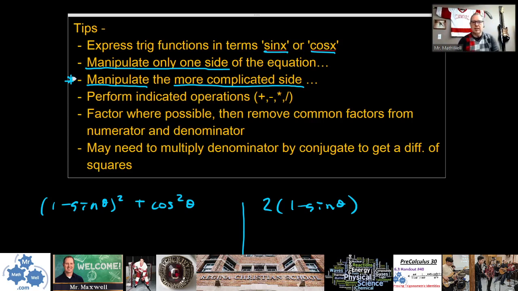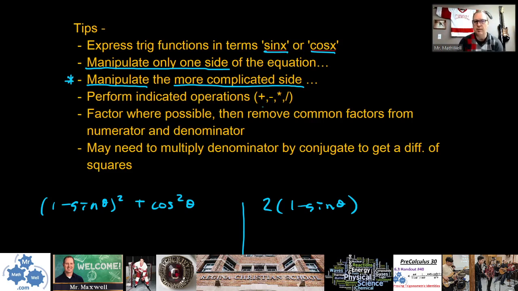Okay, perform indicated operations. That's always a good one. If you don't know what to do and you can add or subtract or multiply, you can expand or factor or whatever. Add or subtract is the big one. If you can add or subtract, a good idea to do that one, okay? To get a common denominator, add, so you have more division possibilities, more canceling out of factors. That's a good way to simplify. Factor when possible, okay? So indicated operations, factor, then remove common factors from numerator and denominator. That's a way to simplify.